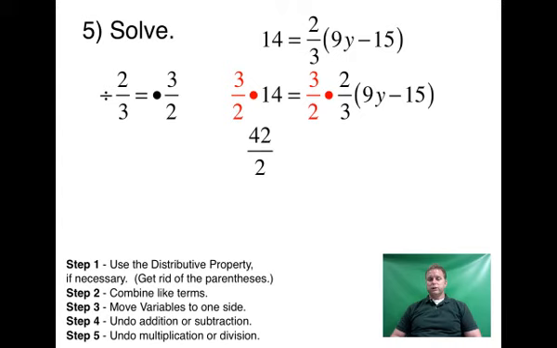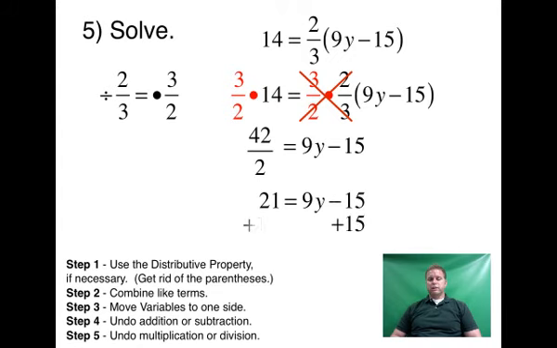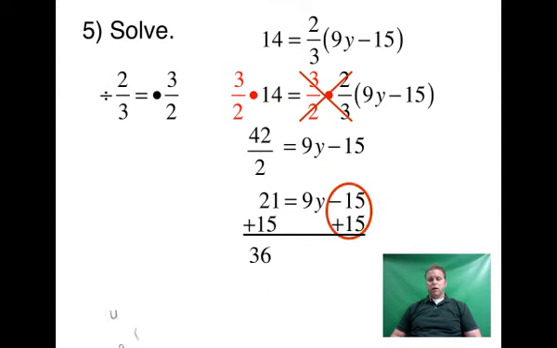3 times 14 is 42 over 2. You can cross cancel here, or cross simplify, and that leaves me with 9y minus 15. 42 over 2 works out to 21. We'll add 15 to both sides, doing step 4. 21 plus 15 is 36. Bring down the 9y. Divide both sides by 9. We'll get our big fat 1, and we'll get y is equal to 4.